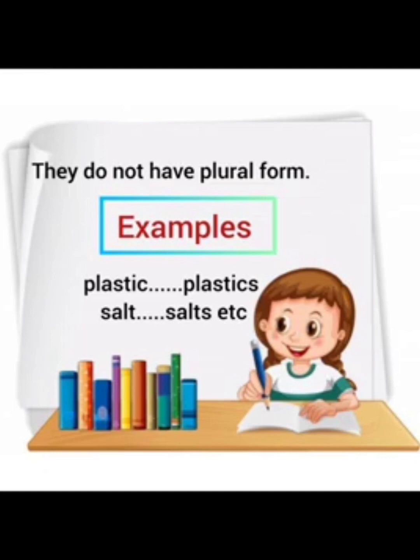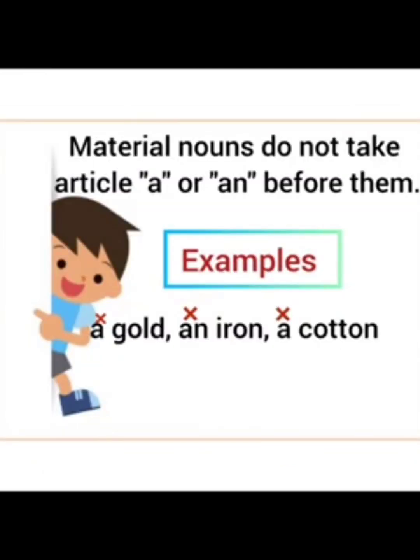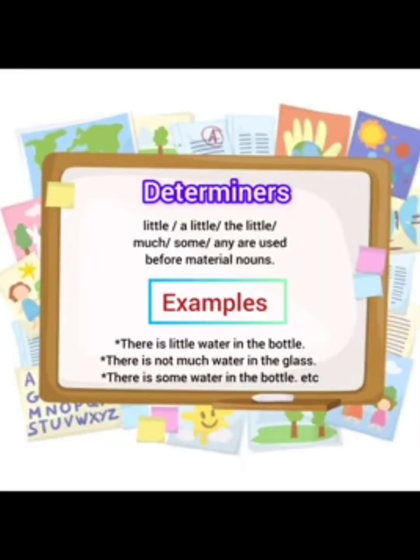Material nouns do not take the article a or an before them. Examples: it is only gold. We cannot mention a gold or an iron or a cotton. Articles are not used. Determiners like little, a little, the little, much, some, any are used before material nouns. For example, there is little water in the bottle. There is some water in the bottle. There is not much water in the glass.